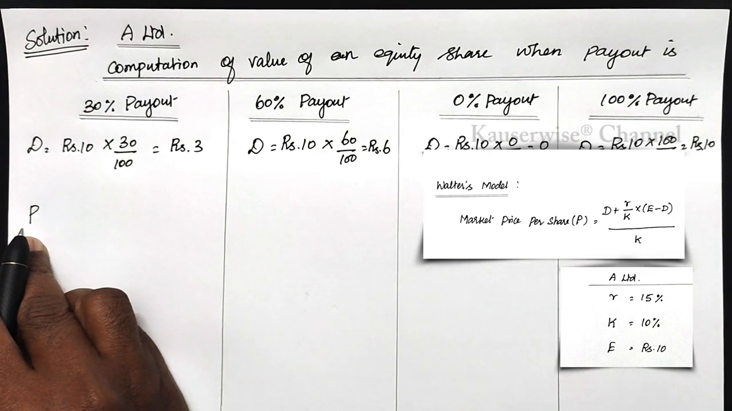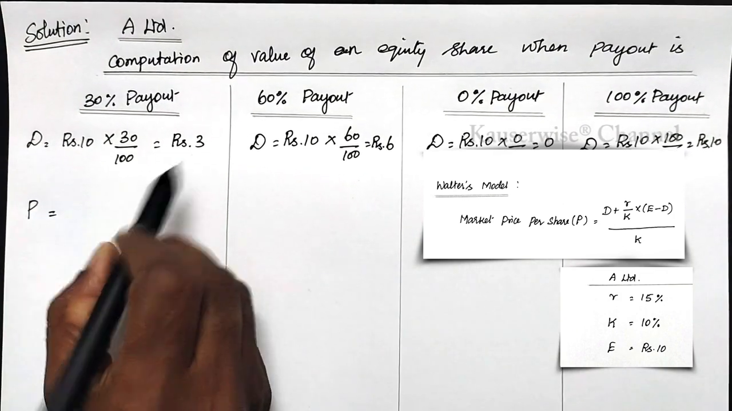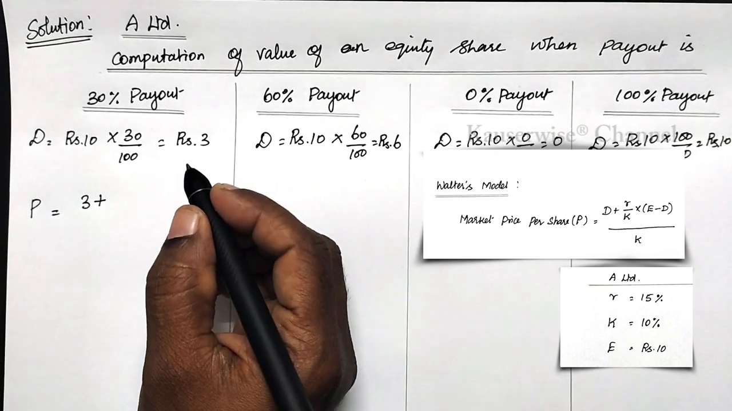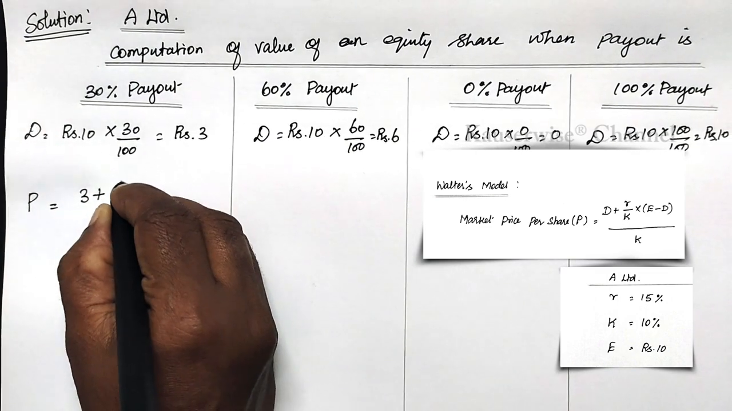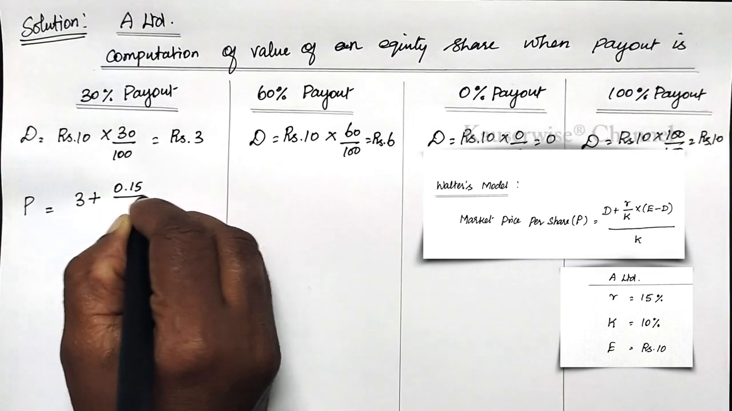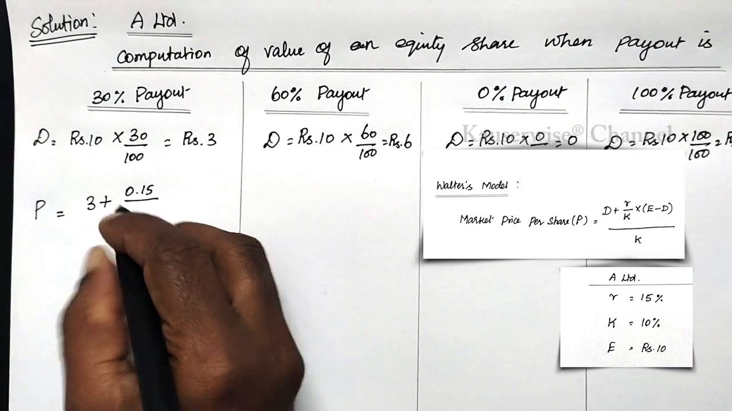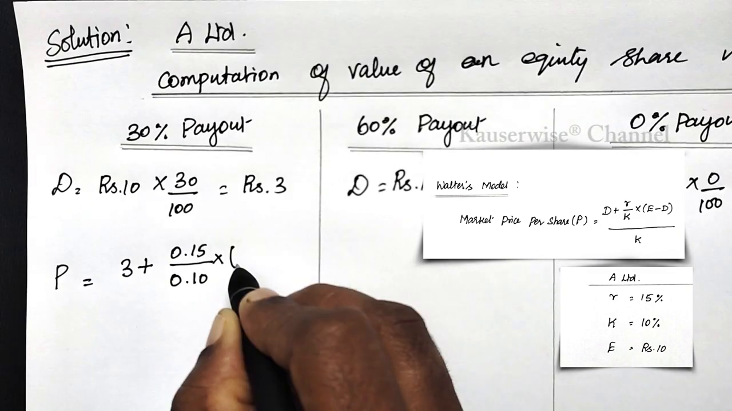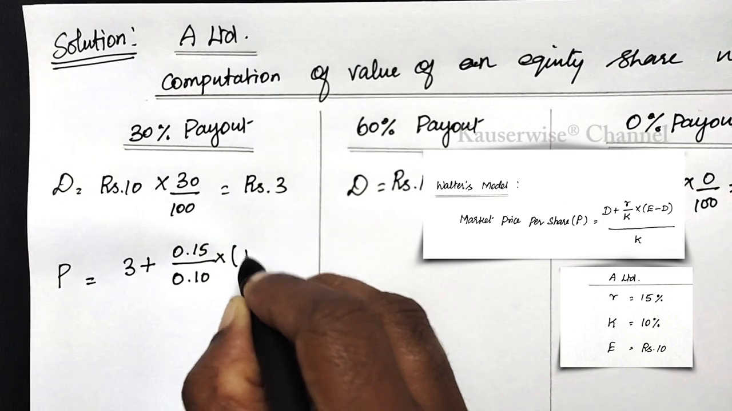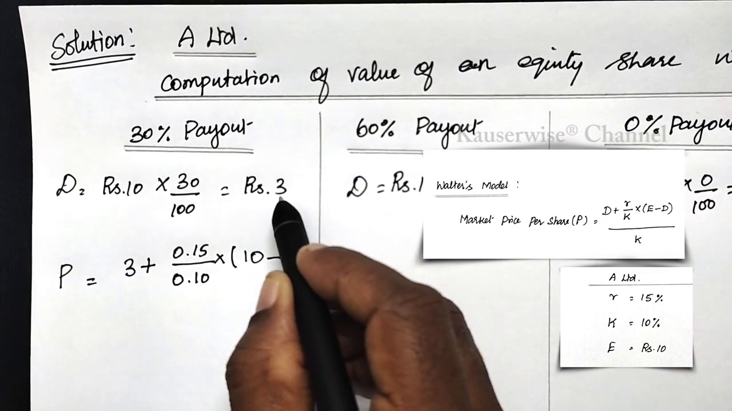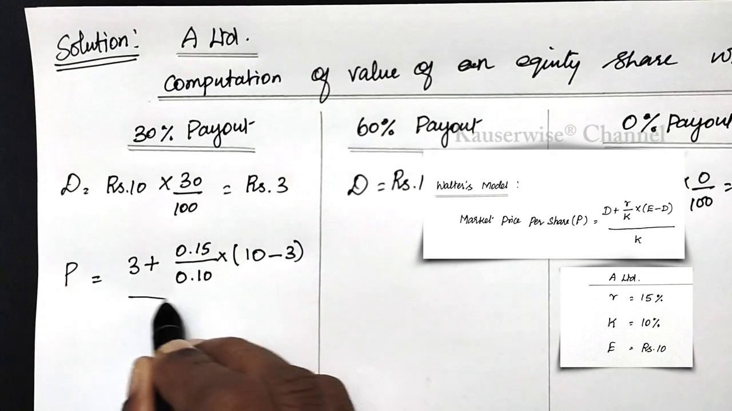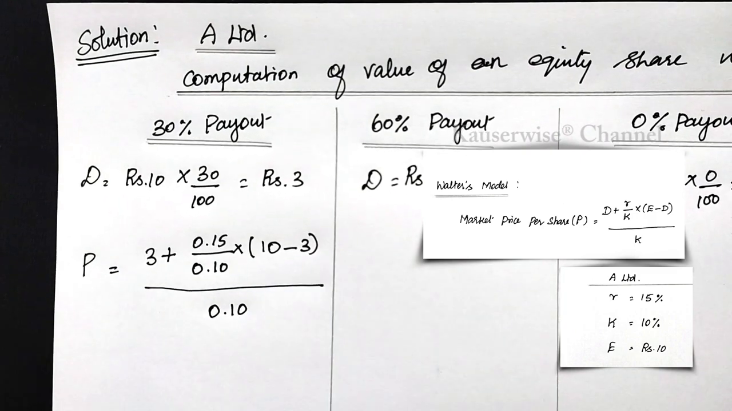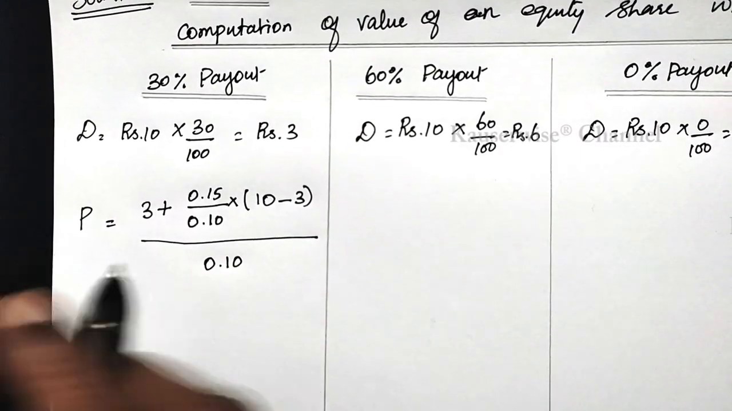P, the market value per equity share, is equal to D. D is 3 rupees. 3 plus R. R is rate of return, so rate of return is 15%, that is 0.15, divided by K. K is 10%, so 10 by 100 you will get 0.10, into E. E refers to earnings per share, 10 rupees. So 10 minus D. D is 3 rupees, 3 divided by K. K is 10%, that is 0.10. Now simplify the equation to find out P.